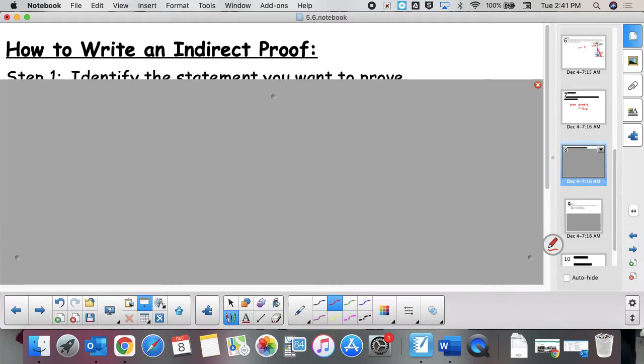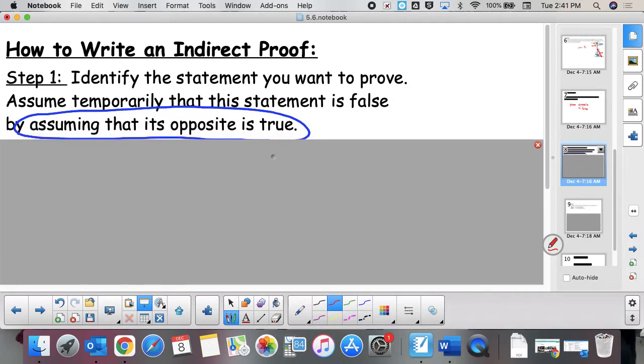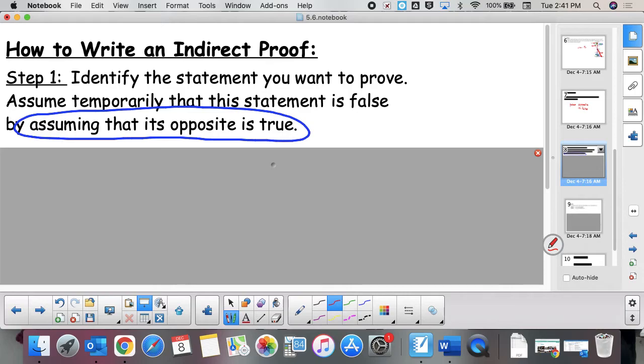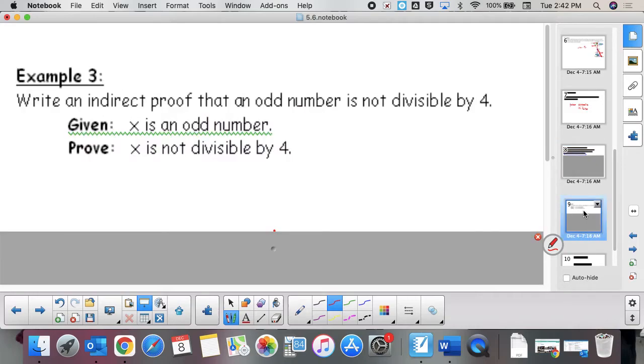How to write an indirect proof. Step 1 is identify the statement we want to prove. And then we're going to assume temporarily that that statement is false by assuming that the opposite is true. And here's what we mean by that. If we take a look at our example, it says write an indirect proof that an odd number is not divisible by 4. So we're given x is an odd number. They want us to prove x is not divisible by 4.